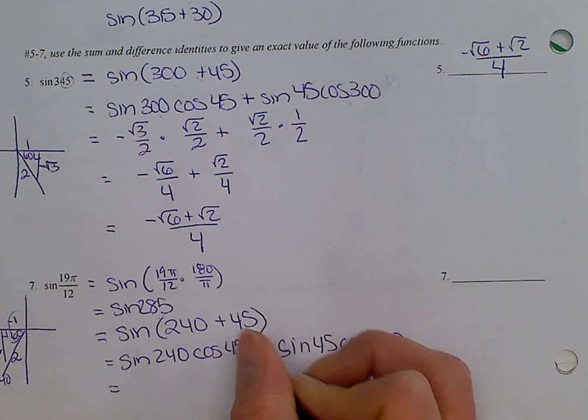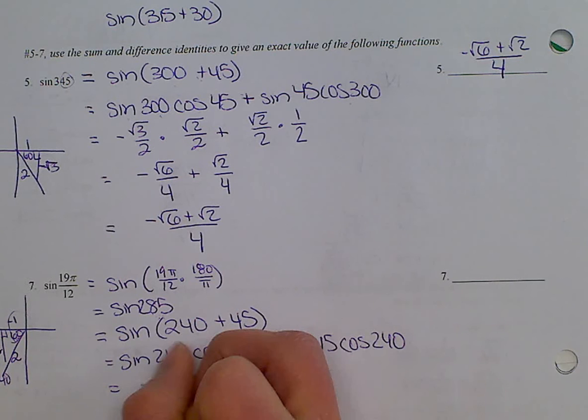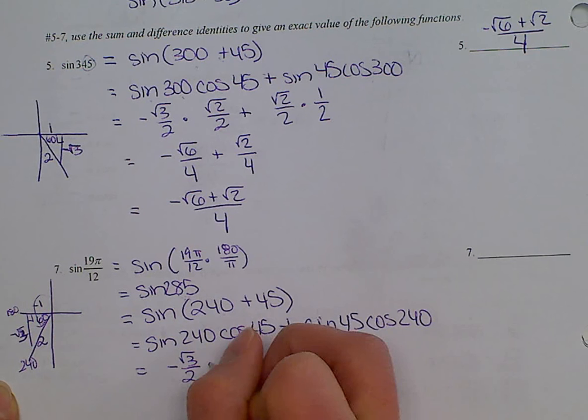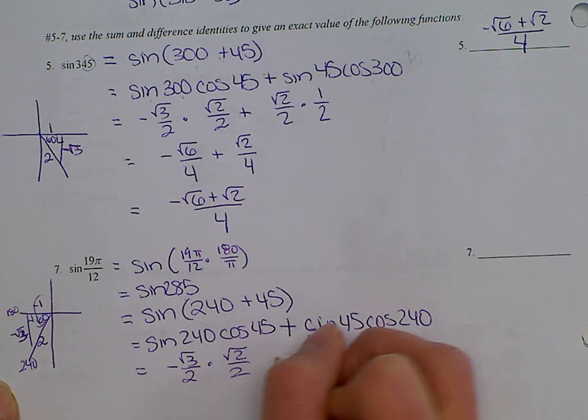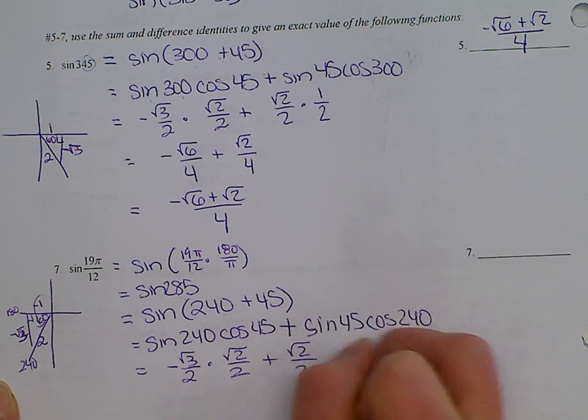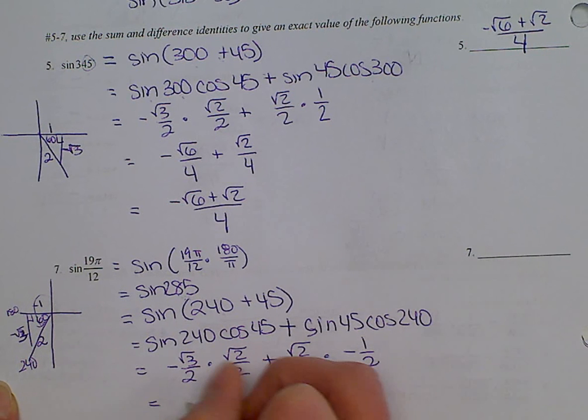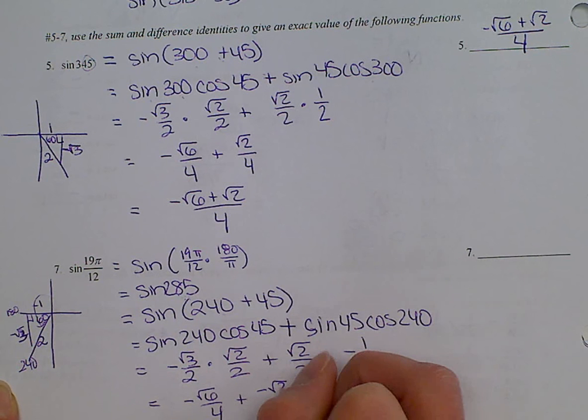The sine of 240 is negative root 3 over 2. The cosine of 45 is root 2 over 2. The sine of 45 is root 2 over 2. The cosine of 240 is negative 1/2. So we get negative root 6 minus root 2 over 4.